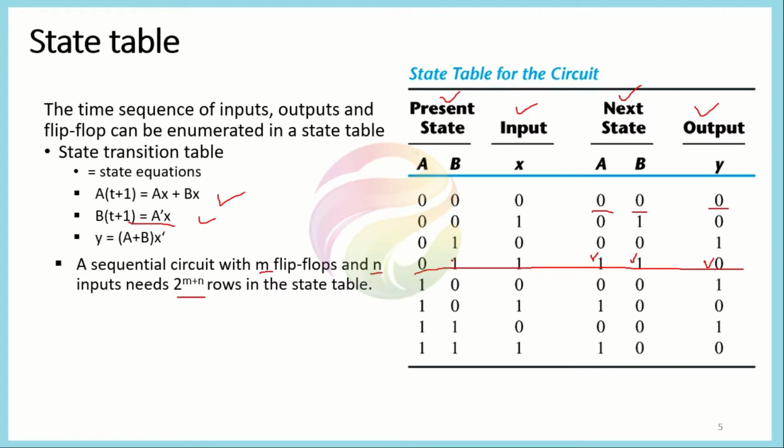So the second step is that we form a state transition table. The state transition table has four sections. One is the current state or the present state, and then we have the input. And from these two things, we calculate the next state of the system and the output of the system.